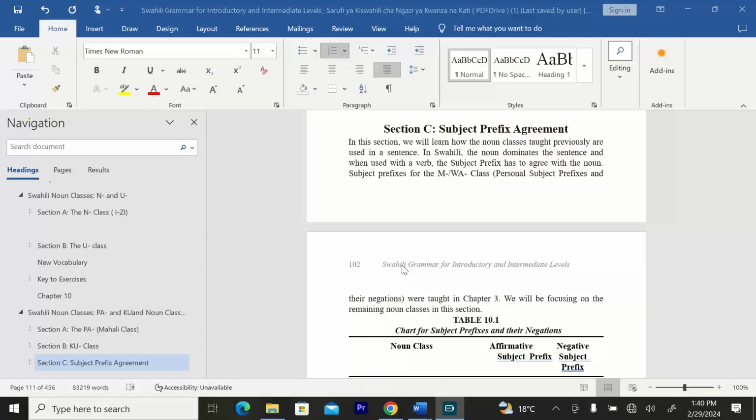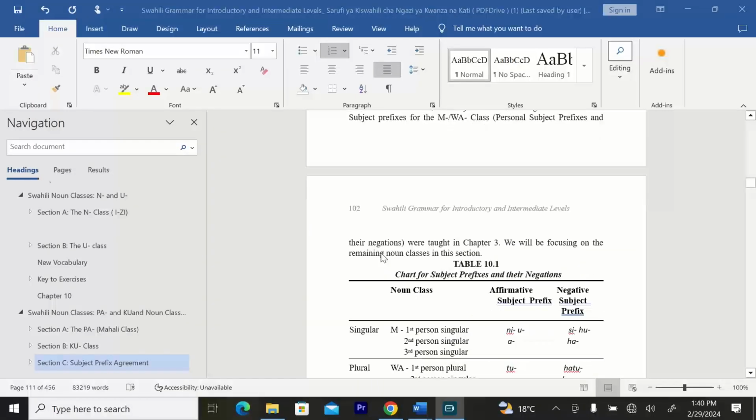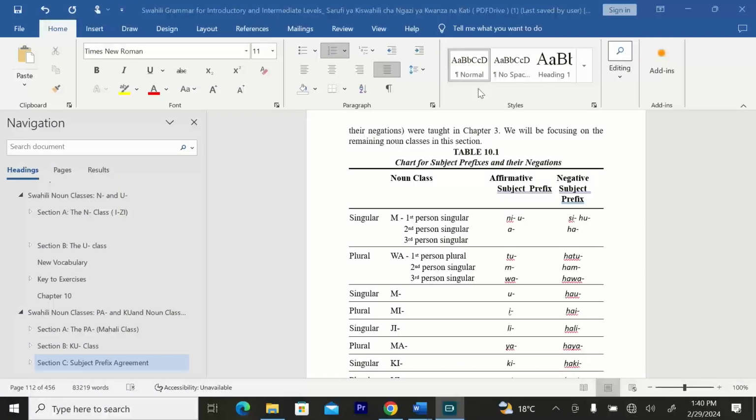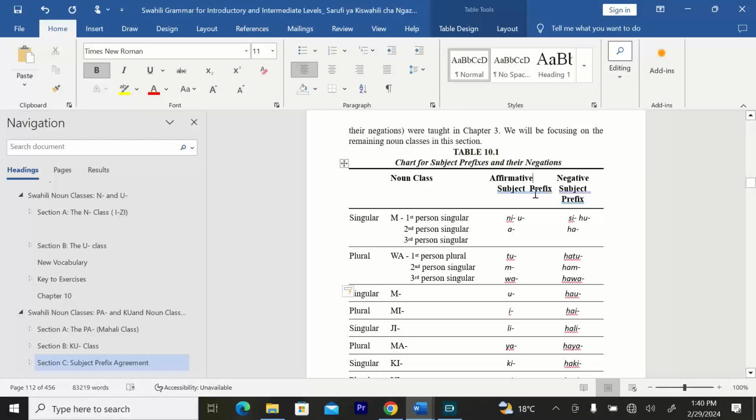In Swahili, the noun dominates the sentence, and when used with a verb, the subject prefix has to agree with the noun. The subject prefix for the u or the mu class, the personal subject prefix, and then negation were taught earlier. We will be focusing on the remaining noun classes in this section. We have noun class, affirmative subject prefix, and the negative subject prefix.